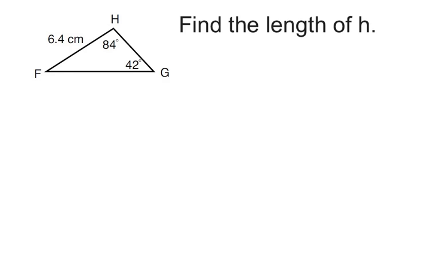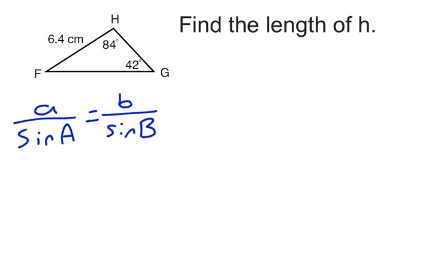In this video we're going to use the sine rule to find the length h of this triangle, which you will notice is not a right angled triangle, so we can't use trigonometry that we already know. Now the sine rule says that the length a divided by the sine of angle A is equal to the length b over sine of the angle B.